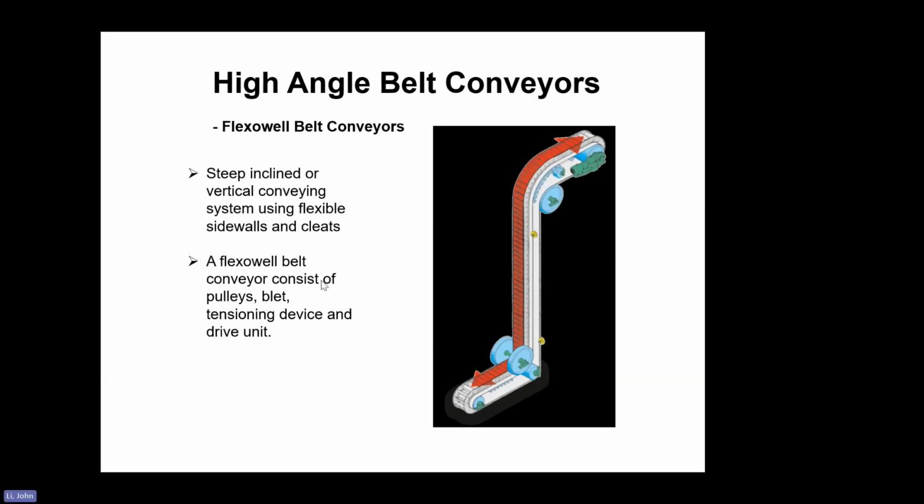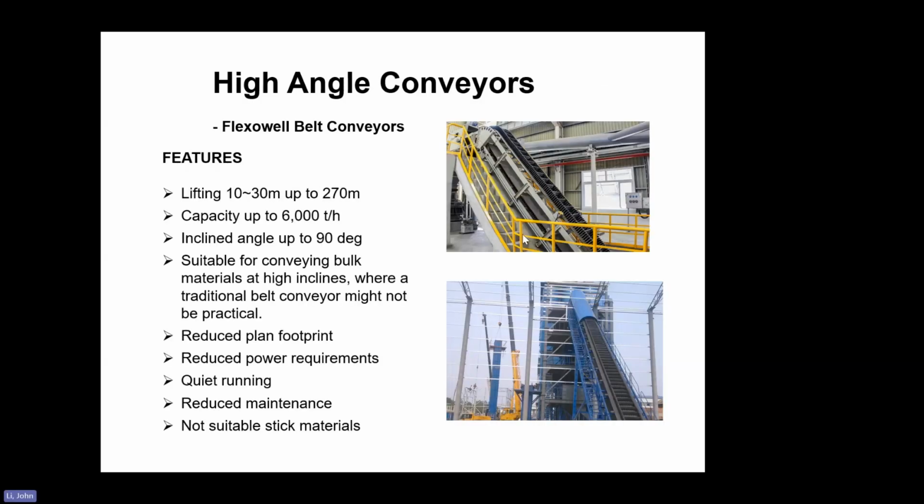So this conveyor consists of pulleys, similar to a belt conveyor, and the belt with cleat and sidewall, the belt tension and the drive system. So this conveyor's feature is lifting. Usually we use it for 10 to 30 meters high, but it can be up to 270 meters. That's not usual use. And the capacity can be up to 6,000 tons per hour. And the incline angle can be up to vertical, 90 degrees.